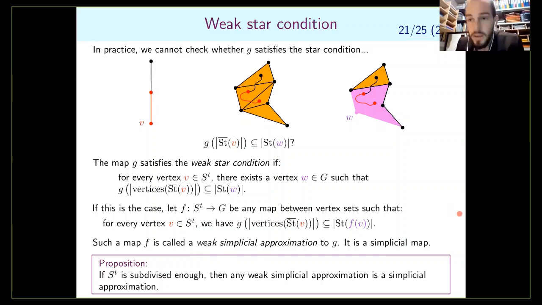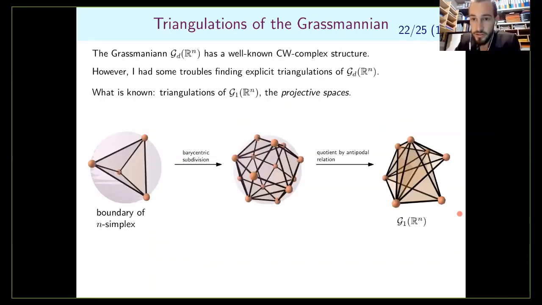Okay, we had to talk about triangulations of the Grassmannian also. So Grassmannians can be triangulated. This is because they admit cellular structure, which is really well understood. So in theory, you can go from a CW structure to a simplicial structure.